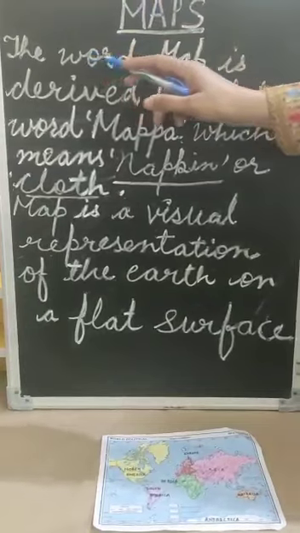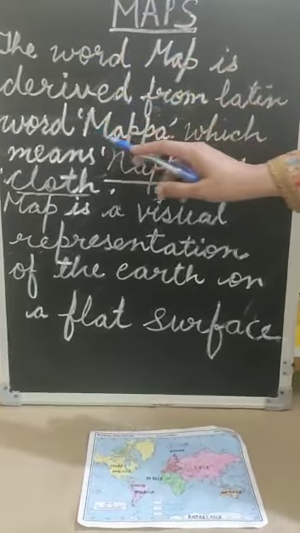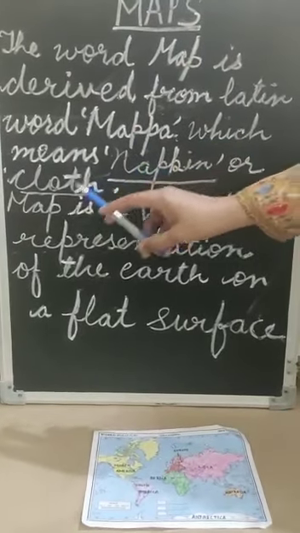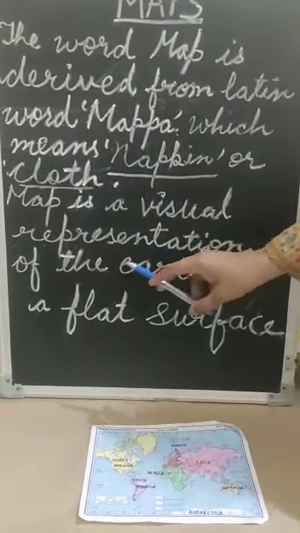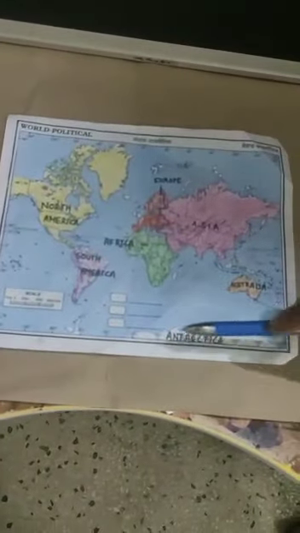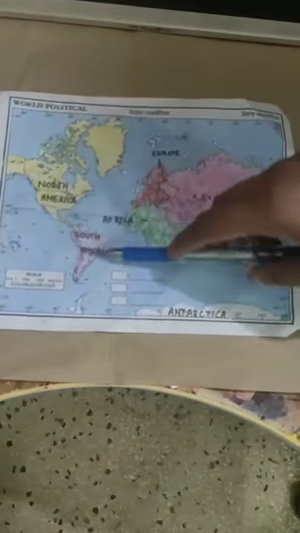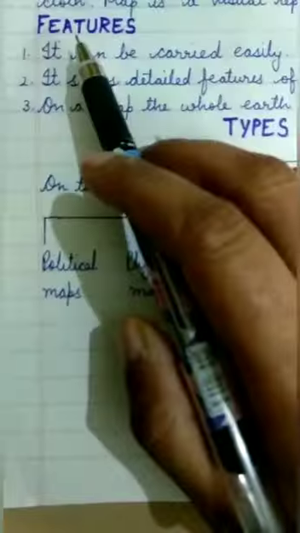Maps. The word map is derived from the Latin word mappa, which means napkin or cloth. Map is a visual representation of the earth on a flat surface. Like on this flat sheet of paper, you can see the whole earth with 7 continents and water bodies.